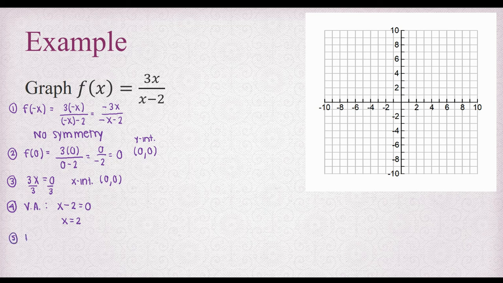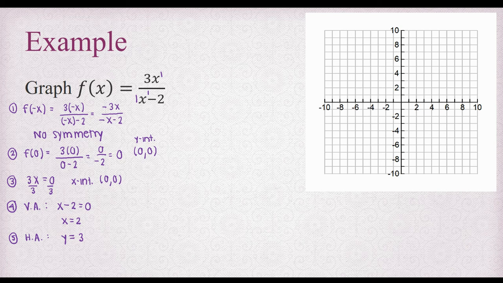Step number 5 is figuring out horizontal asymptotes. Remember, we're looking at the degree of both the top and the bottom of our function. We've got degree 1 in the numerator, degree 1 in the denominator. So that means I want to take the lead coefficients and divide them. There's a 3 in the top, there's a 1 in the bottom. This will be y equals 3 divided by 1, which is 3.